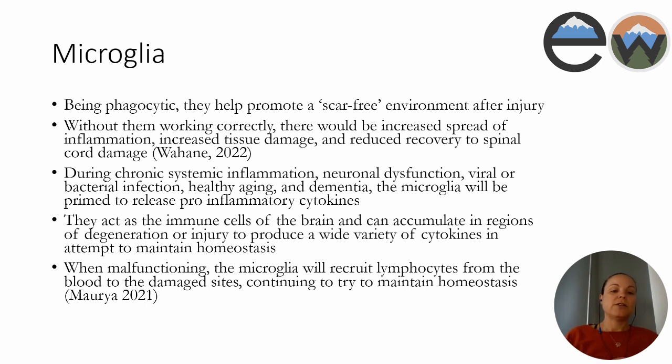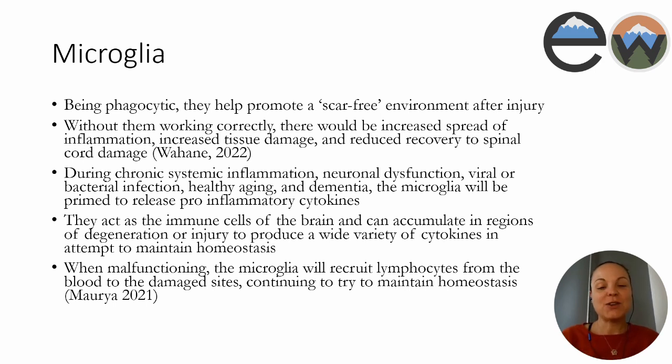During chronic systemic inflammation, neuronal dysfunction, viral or bacterial infection, healthy aging, and dementia, the microglia are primed to release pro-inflammatory cytokines. So again, you get into that feedback loop with the microglia as well, like the astrocytes, where they too can become dysfunctional because of things that are happening. They act as the immune cells of the brain. So along with the astrocytes, they can accumulate in regions of degeneration or injury and produce a wide variety of cytokines, trying to maintain homeostasis, but also pro-inflammatory.